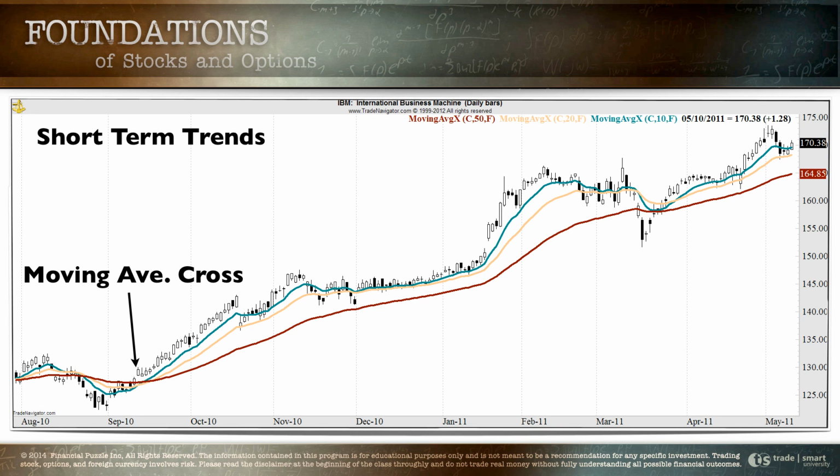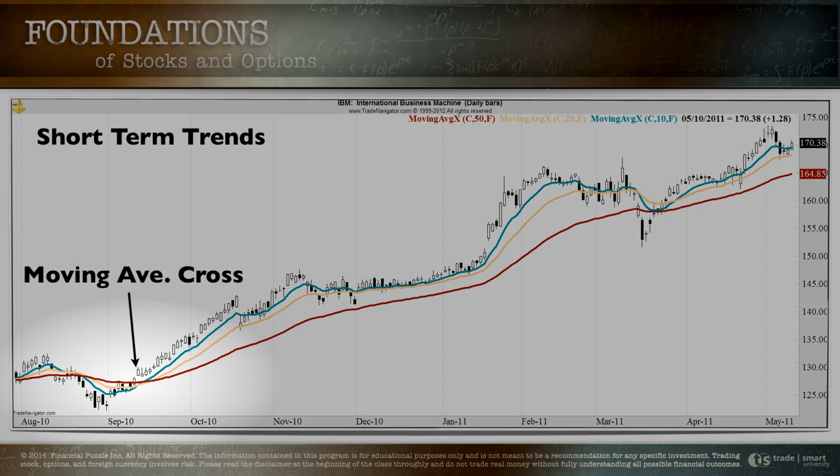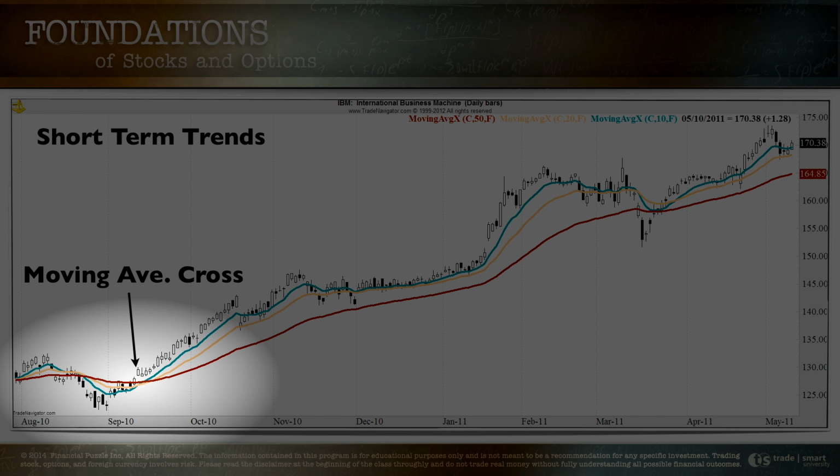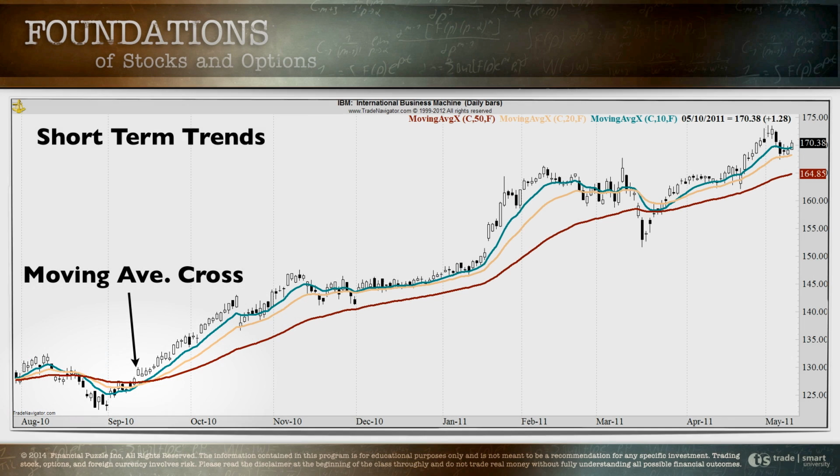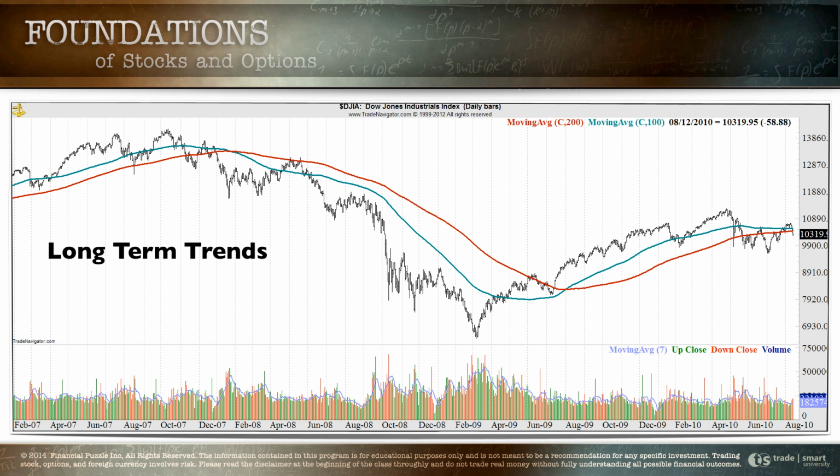Now let's take a look over here at IBM, and notice how back here in September of 2010, look at how this moving average cross set us up. Back here, IBM was trading at about $130 a share, and by the time this trend was done, we're well over $170 a share. And you notice we did not have another bearish moving average cross during the entire trend that went on here for this entire picture, which was several months moving forward. Take a look over here at this example.